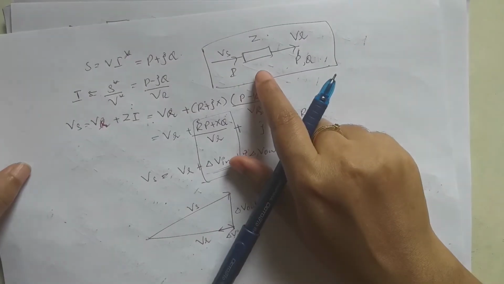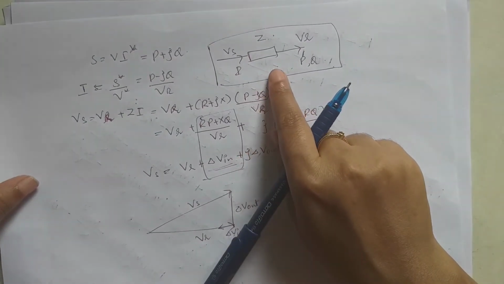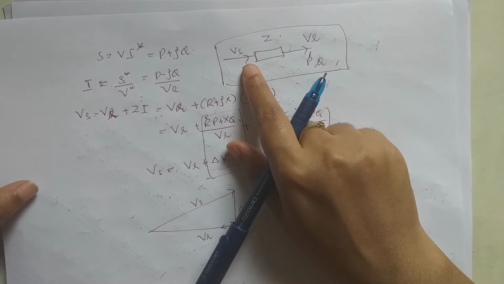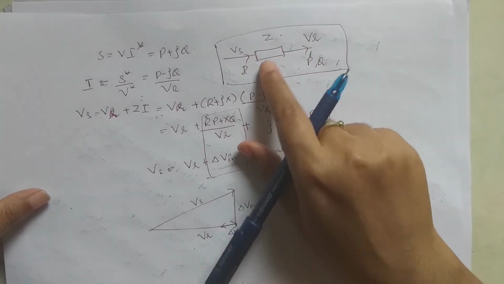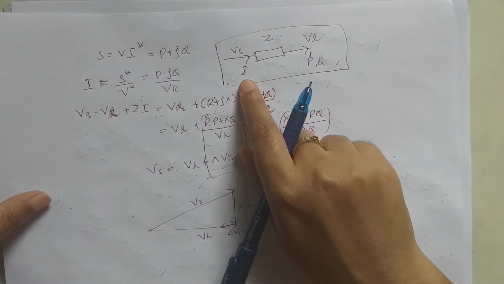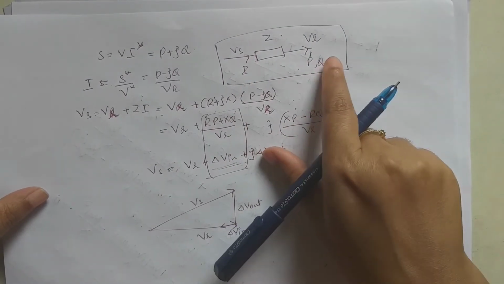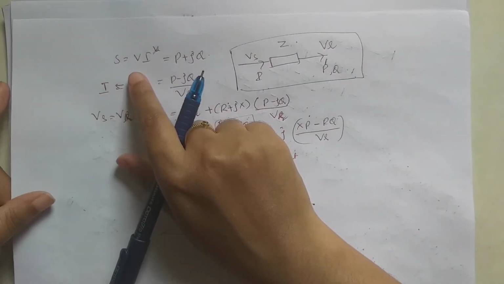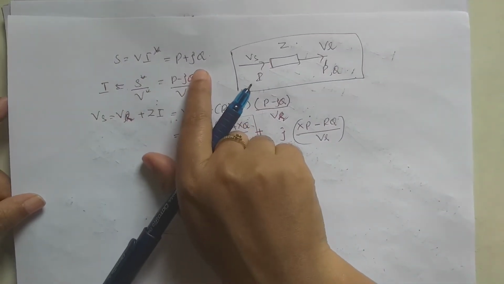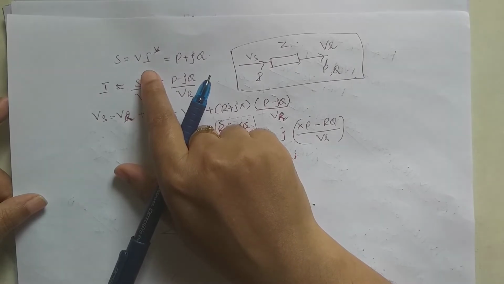Considering this circuit, in this figure, Vs is the sending end voltage and Vr is the receiving end voltage, Z is the impedance, I is the sending end current, and P and Q are the receiving end real power and reactive power. S is the complex power, which is equal to P plus jQ, which is equal to V into I conjugate.